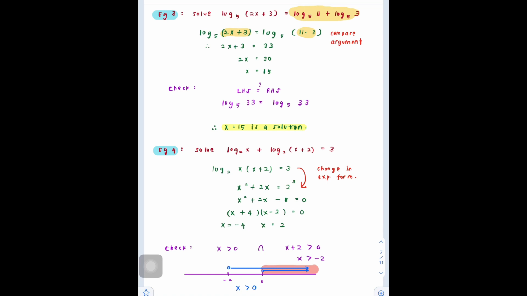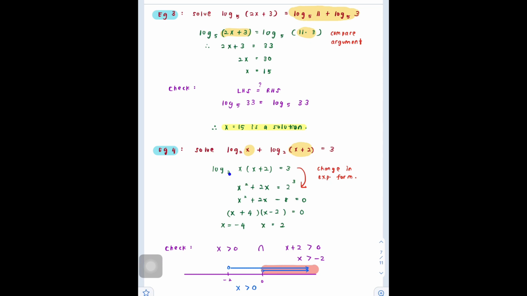Example number 4. Solve log base 2 of x plus another log base 2 of x plus 2 is equal to 3. So this one you have only log on one side. So just combine, you have log something plus another log something. So log base 2 of x times x plus 2. Let's say this is your u, this is your w. So the equation will be log base 2 of uw equal to 3. If you can recall, this is case number 1 where you have only log on one side. So just change into the exponential form.